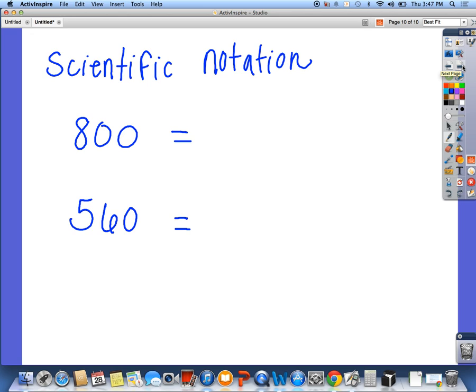I know that this is new, but let's just see what we get. We're just going to try it out here. So write 800 in scientific notation, and then try to write 560 in scientific notation.